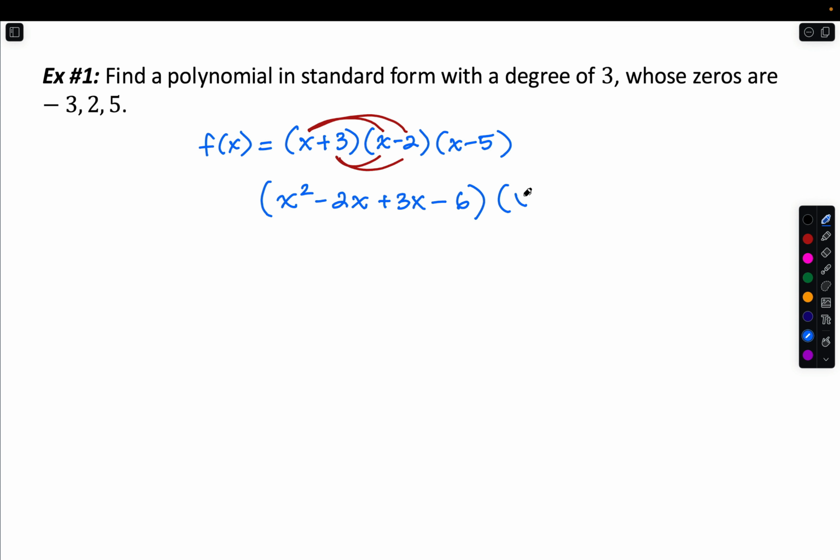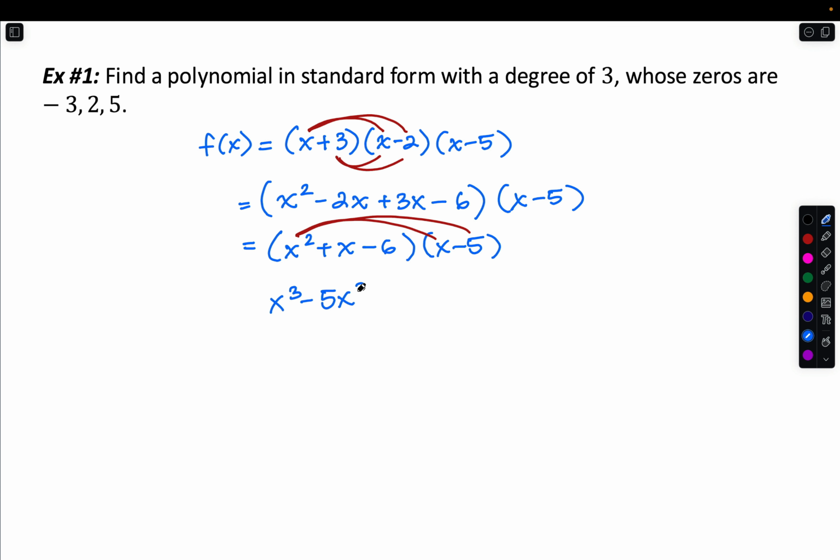All of this is still being multiplied by this x minus 5. But what we'll do first is clean this up, combine some like terms before we multiply again. So it's going to be x squared plus x minus 6 times x minus 5. Now we'll distribute again. We'll take this x squared, multiply the x, and then take the x squared, multiply the negative 5. So that's going to give me x cubed minus 5x squared. Then I'll move on to the next term and multiply the x through. So x times x is x squared.